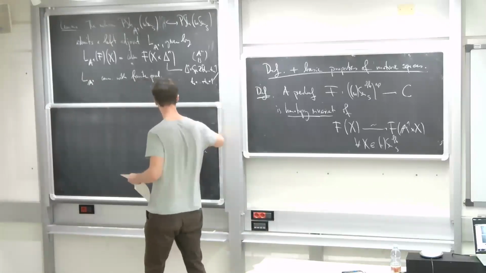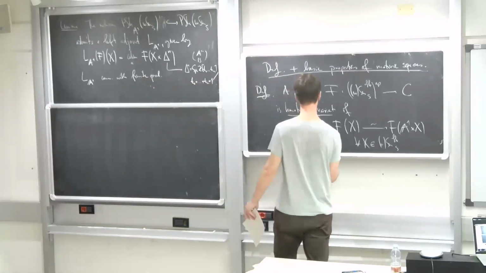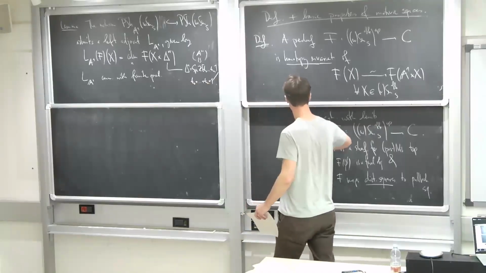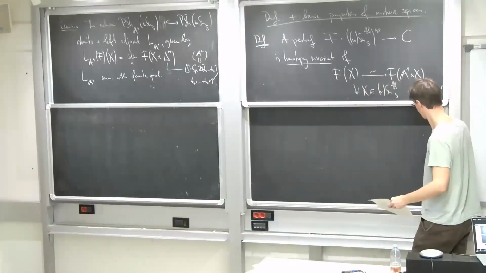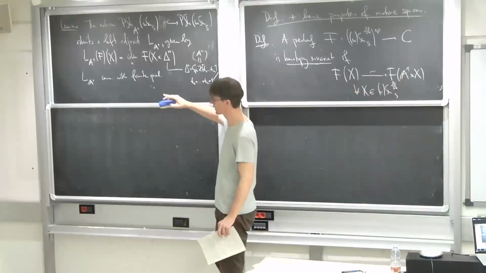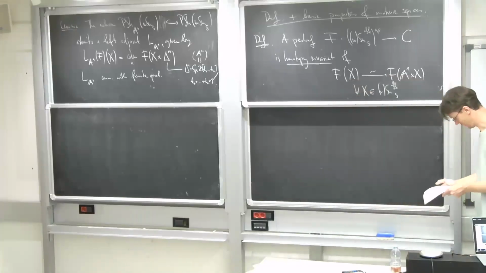And maybe when I erase the board, I'll say that the de Rham complex in characteristic 0 is homotopy invariant. But there's a funny thing: if you take the de Rham complex in positive characteristic, and you render it homotopy invariant like that, it will be 0.